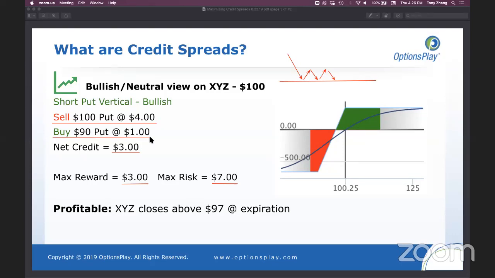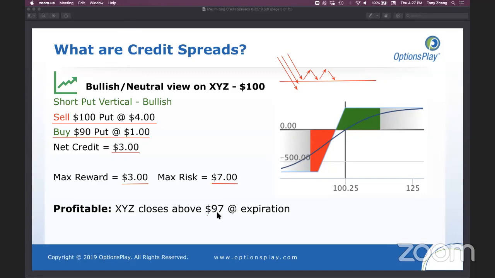Now, the attractive part about this trade is the fact that I expect stock XYZ to stay above 100. That's why I enter this credit spread. This strategy will make money if the stock goes above 100, but it will actually make money even if the stock drops a little bit below 100. So even if the stock goes down to 99 or 98 or 97, I can actually still make some money on this trade. This is what we consider a very forgiving trade, because this strategy is profitable as long as the stock closes above $97 at expiration.